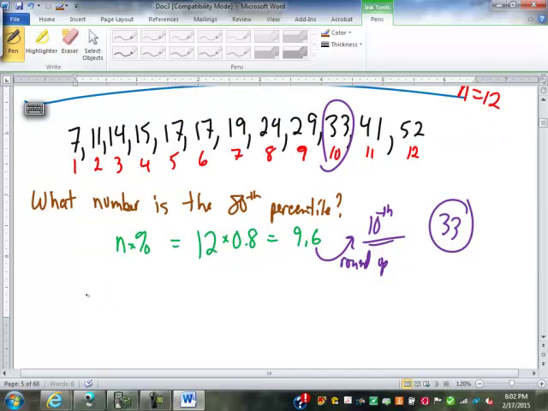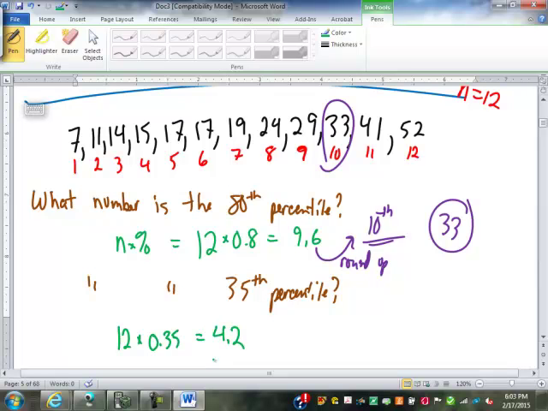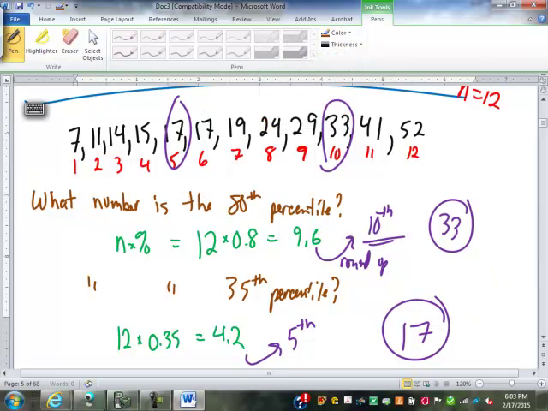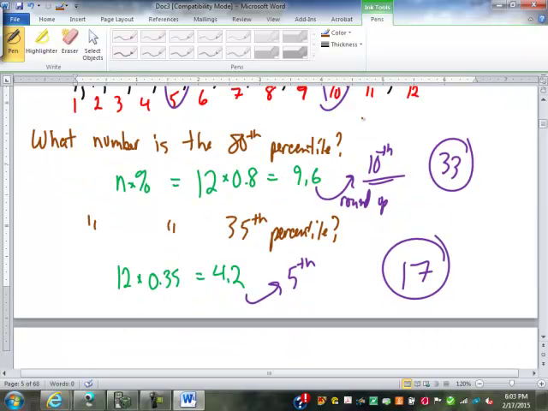Let's ask ourselves, what number is in the 35th percentile? Tell me what to do. Okay, and we get 4.2. What's that mean? Yep, even though it's 4.2, we round that up to the 5th position, which is going to be 17. The 35th percentile is the 17. How about the 50th percentile?